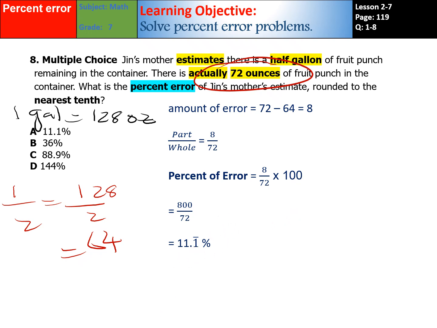Why is this bar there? It means this number is equal to 11.1111, never ending. And I told you when one number is repeating, we can write that number once, and then we can put a bar on the top of it. So the percent error is 11.1 bar percent, or 11.1 repeating or recurring, you can call it anything.